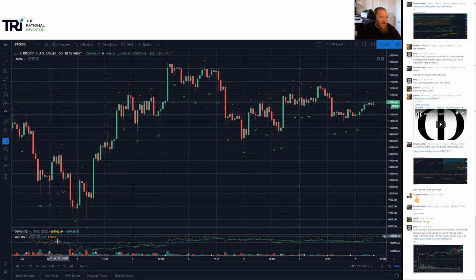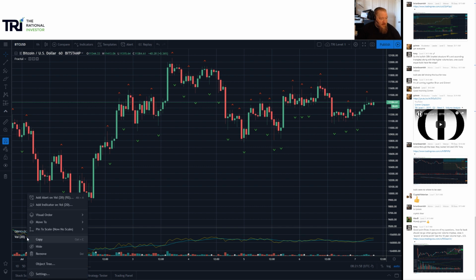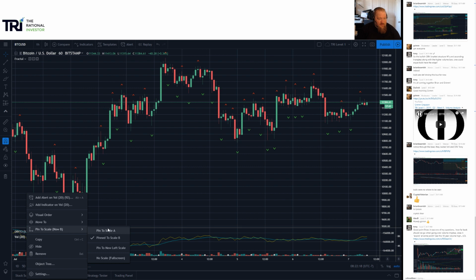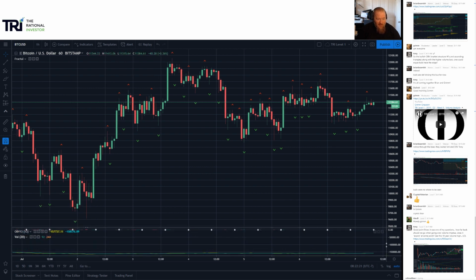And then last but not least, so we have this pin to scale. And what I like is what we have here, which is no scale. You can pin it to the right scale, and then what it's going to do is show you a separate section over here. Or you can pin it to scale A, which is this default one, but that tends to make it very hard to read, right? You see it's all just compressed up here. So what I like to do is just pin it to no scale at all.